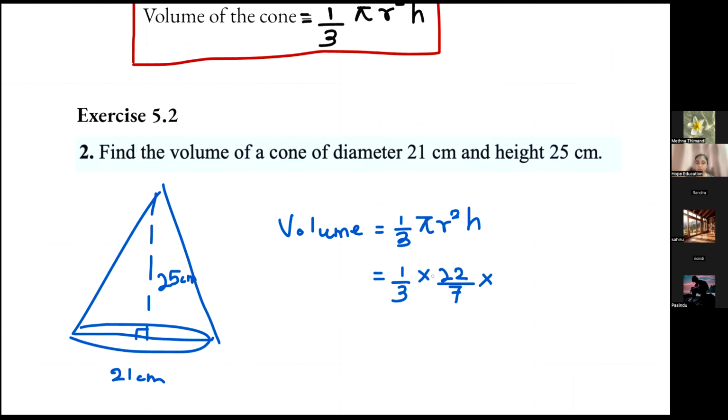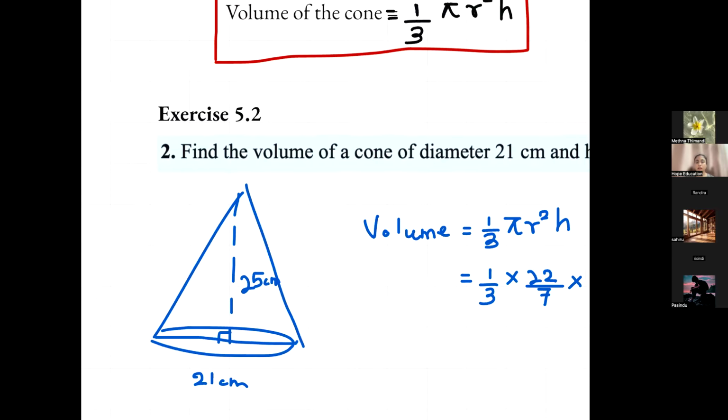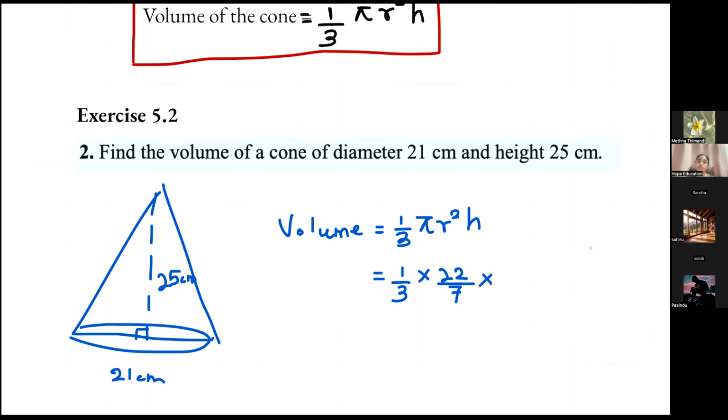Is it 21 centimeters? Anamai? Half of 21, no? Why are you not responding?